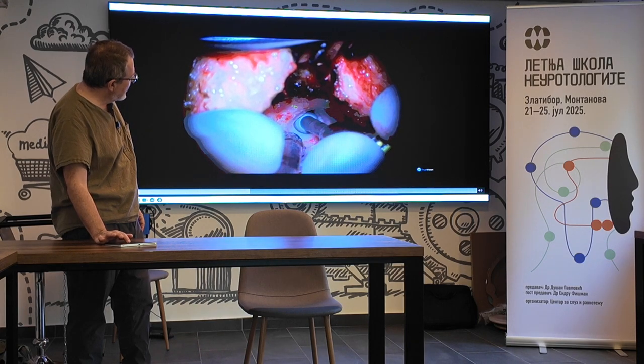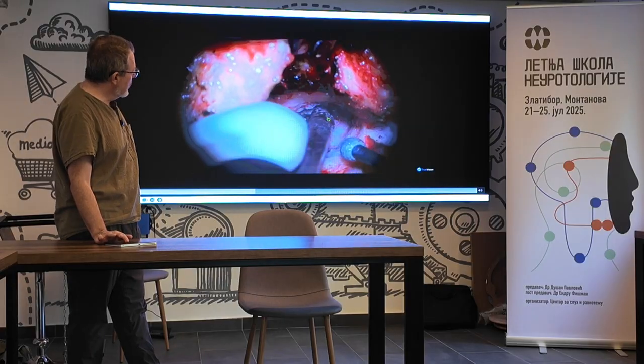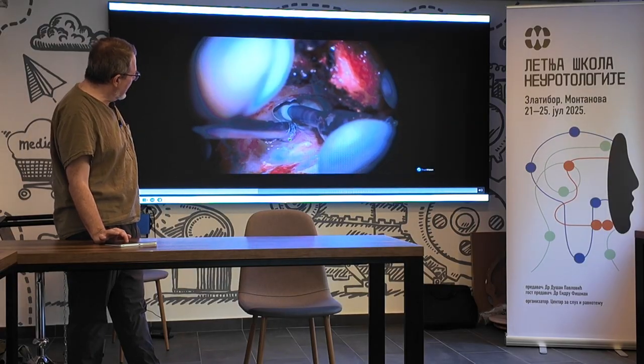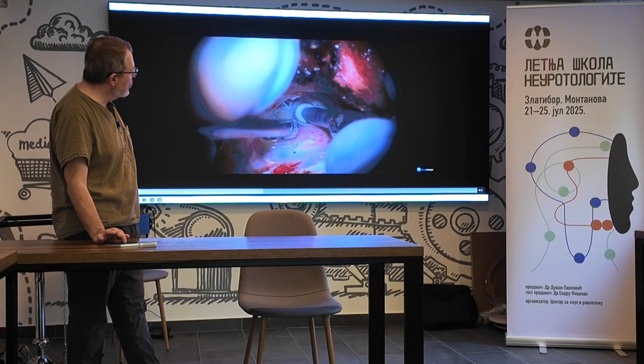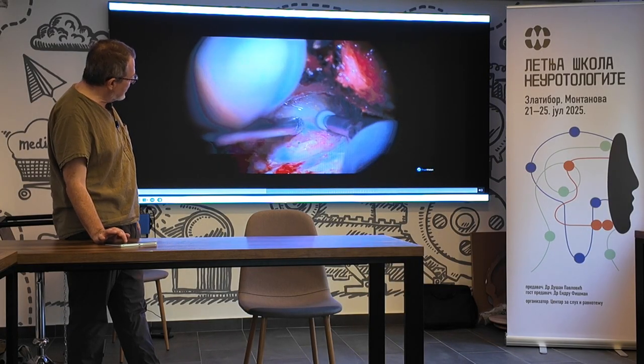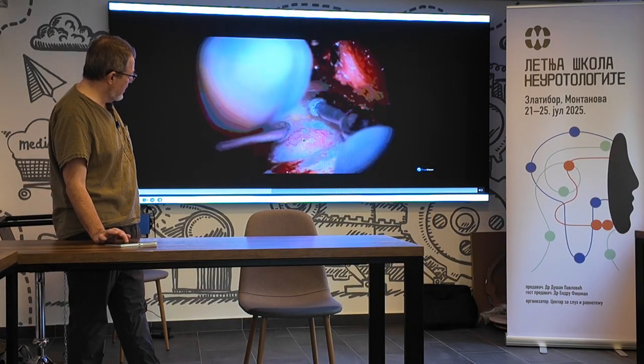So I'm going all the way down, here's the facial nerve, I'm going under the facial nerve, and I'm going to the jugular foramen, and all of this blue that you see is the posterior fossa dura. It looks very blue, and this is scar tissue from the previous surgery, but there's still bone in this area.